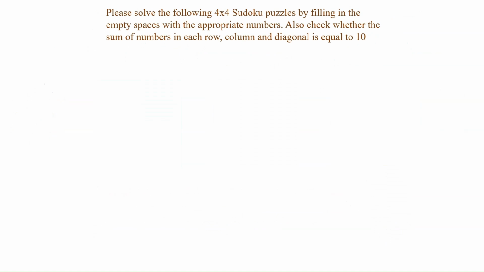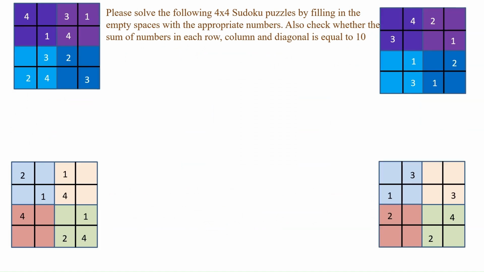Please solve the following 4 by 4 Sudoku puzzles by filling in the empty spaces with the appropriate numbers. Also, check whether the sum of the numbers in each row, column and diagonal is equal to 10. I have made these puzzles such that the diagonals also have unique numbers. You want to know again the rules?